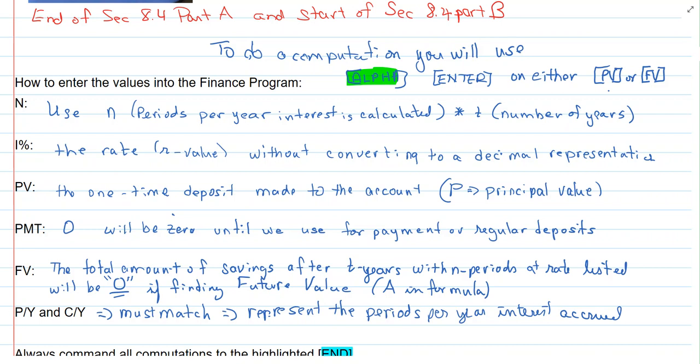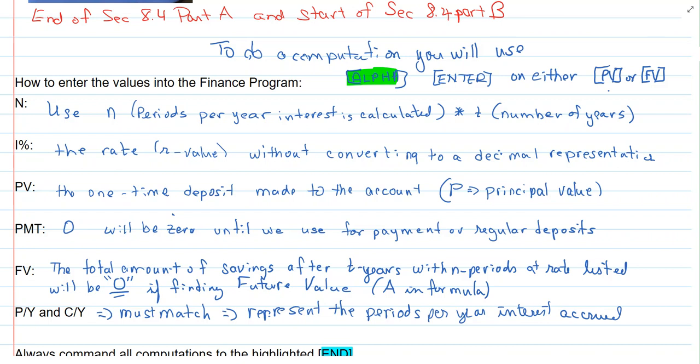Okay, so these are the listings that we're going to have on our program on TI-84. N, I percent, PV, PMT, FV, PY, and CY. So on capital N, we're going to use little n, the periods per year of interest that is calculated, times T, the number of years for that value. The I% is the rate, the R value, without converting to a decimal.